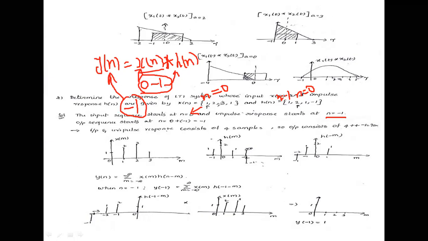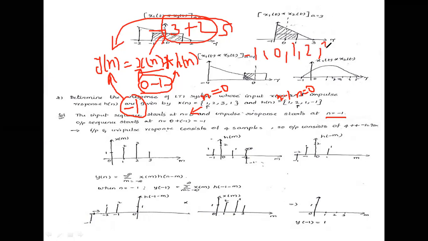And what is the highest value? For x of n it is 3, and for h of n it is 2, so the total sum is 5. That 5 is the highest value of y of n. So how many samples are there in y of n? They are minus 1, 0, 1, 2, 3, 4, 5. So 1, 2, 3, 4, 5, 6, 7 samples we have. Here there are 4 samples, and here also 4 samples.